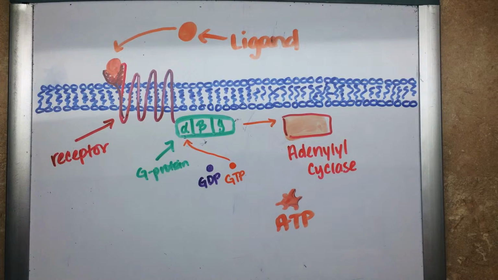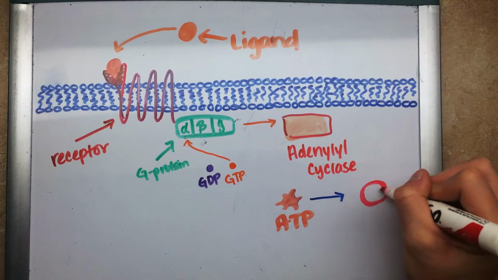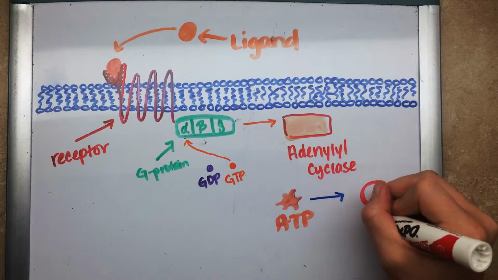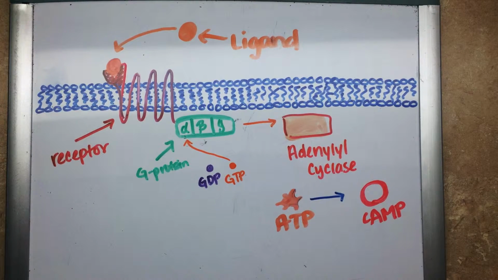So what I'm drawing here is the ATP. What adenyl cyclase does is it takes ATP and then it's going to create cyclic AMP. So through this process, it's going to end up just creating lots of cyclic AMP. It's basically enhancing the response, so there's going to be an increase in cyclic AMP in the cell.